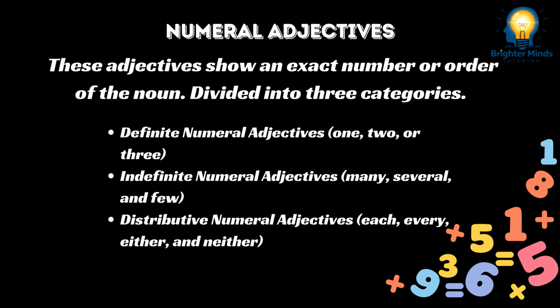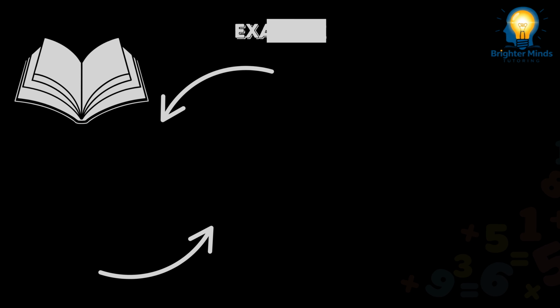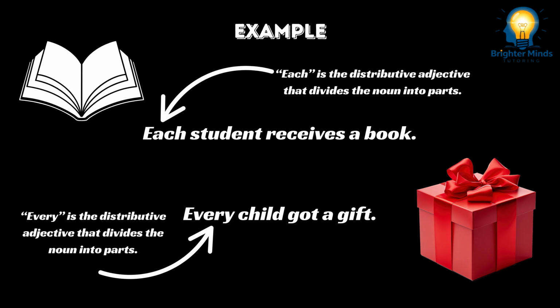Now let's talk about numeral adjectives. These show the exact number or order of a noun. They are divided into three categories: definite numeral adjectives like 1, 2, 3, indefinite numeral adjectives like many, several, few, and distributive numeral adjectives like each, every, either, and neither. For example, each student receives a book, or every child got a gift. Numeral adjectives are especially useful when counting or organizing information.